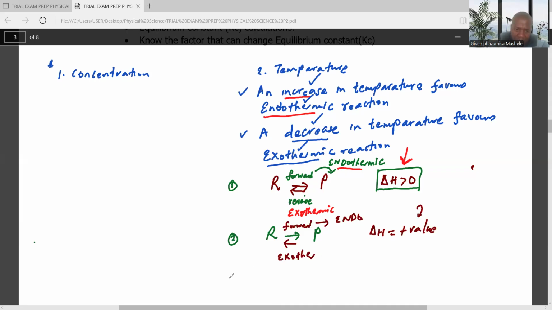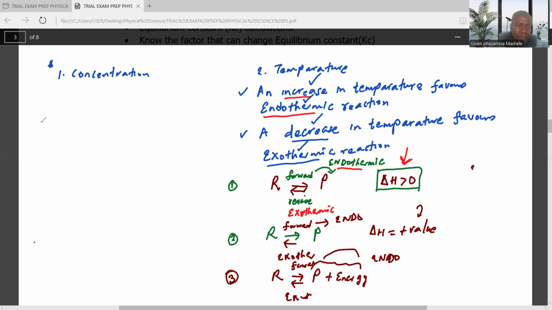Sometimes, number 3, sometimes they can do it like this. It might be the reactants that form product plus the energy on the product side. What does this mean? It means the product has absorbed more energy than the reactants. And also, this is an example of an endothermic reaction. So it means the forward is the endo, and the reverse is the one which is the exo.